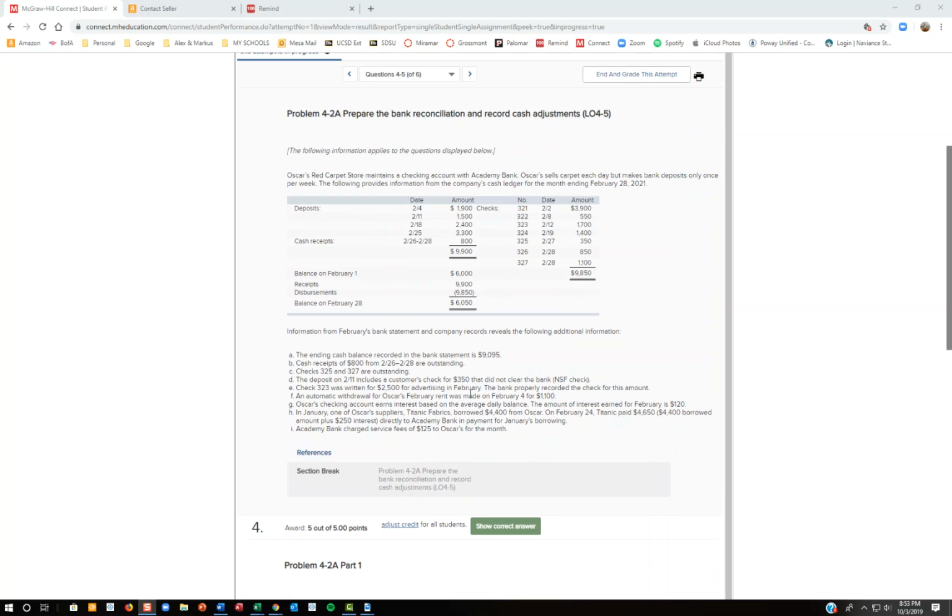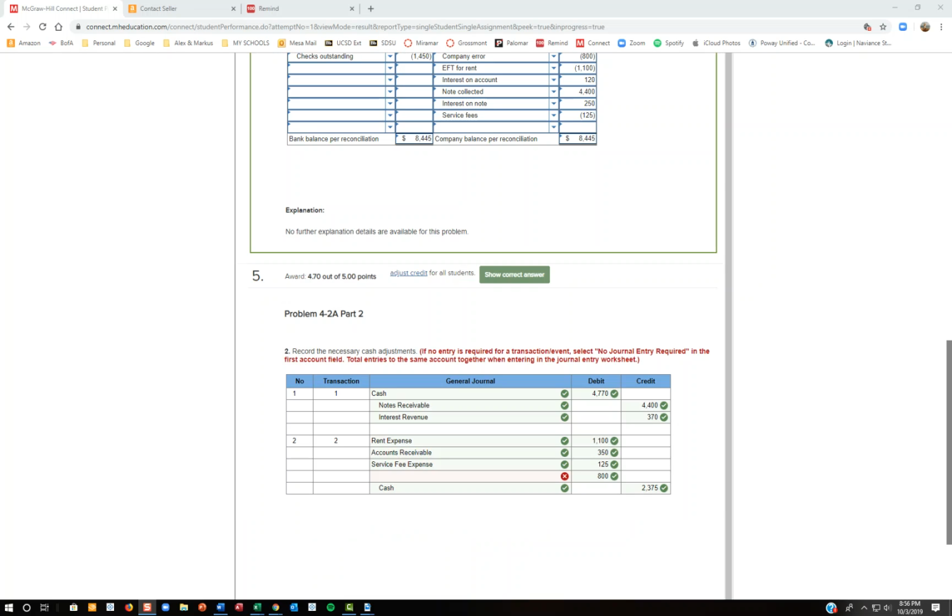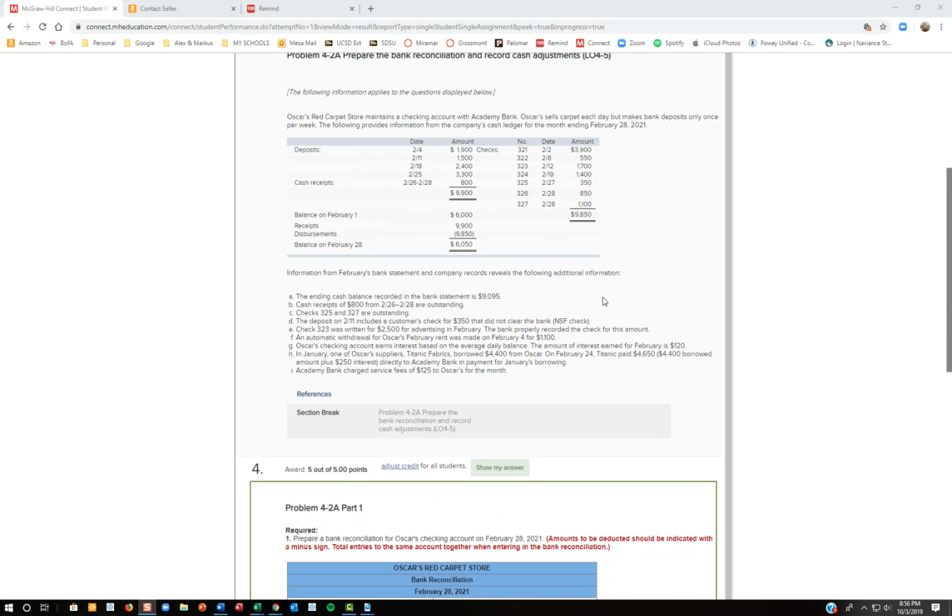There was one check that was wrong. Okay, so I've checked this out, and I realized that what the problem was over here is that it said check 323 was written for $2,500 for advertising in February. The bank properly recorded it at $2,500, but check number 323 in our records was only for $1,700.